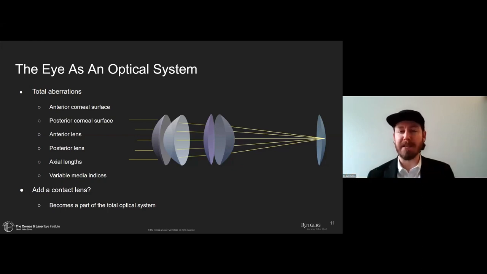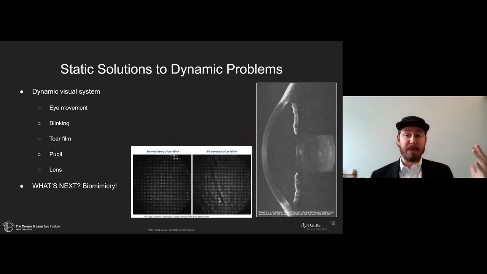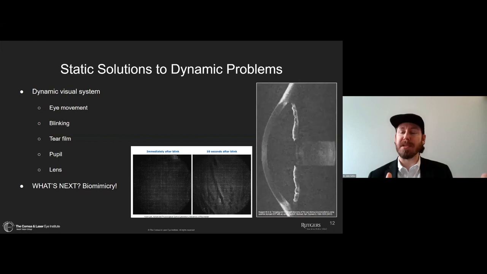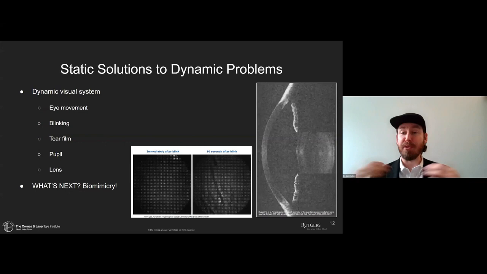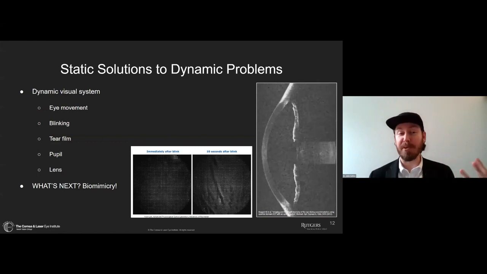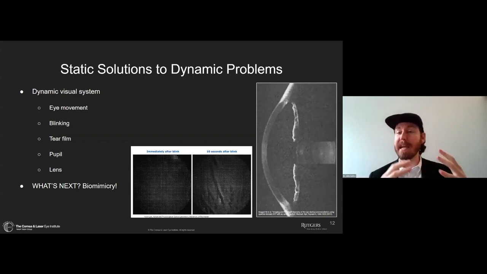So what happens when we add a contact lens? It just becomes another lens in the optical system of the eye. What we're doing with contact lenses today is coming up with static solutions to the dynamic problems of the eye. Generally the axial length and corneal shape aren't going to change much from day to day or minute to minute. However, we have a dynamic visual system. We have eye movement, we blink, our tear film changes from blink to blink, our pupil size changes depending on the lighting, and our lens changes shape based on how much we accommodate. All of these contribute to the dynamic system of the eye.